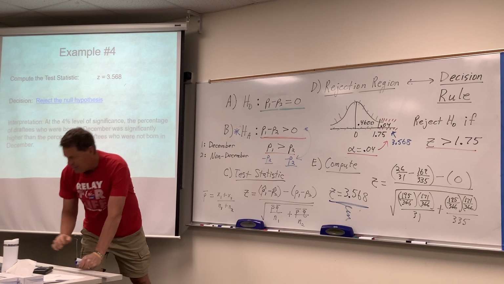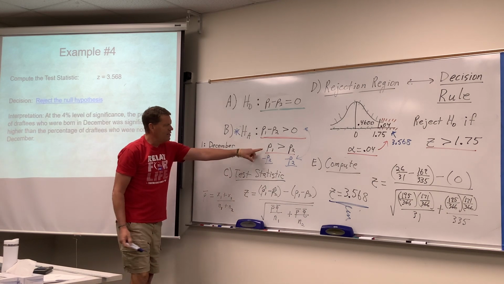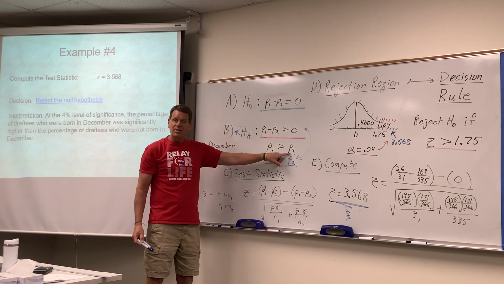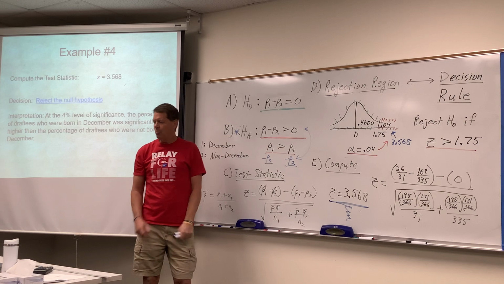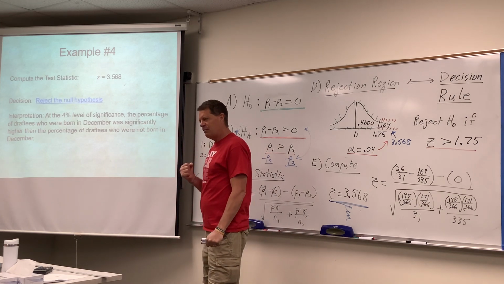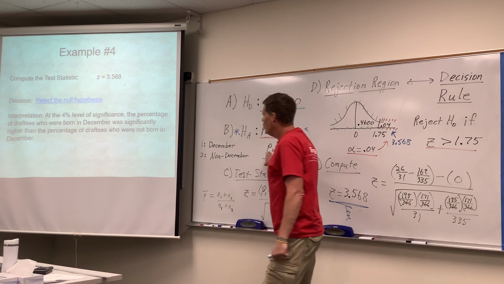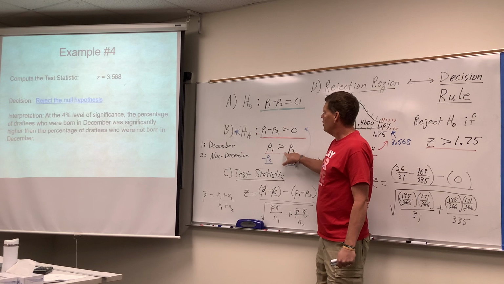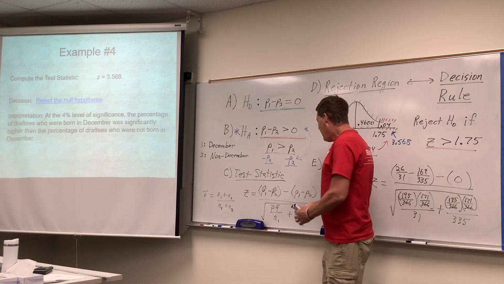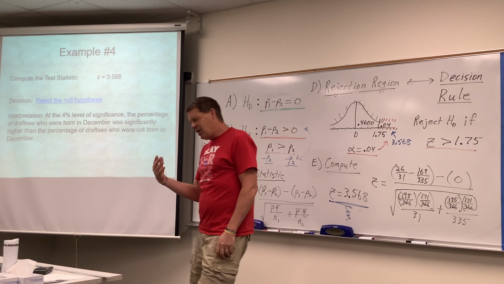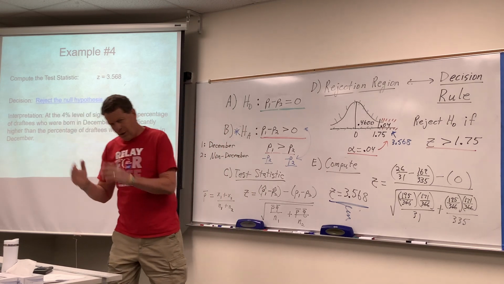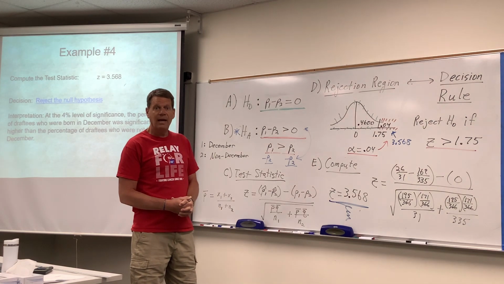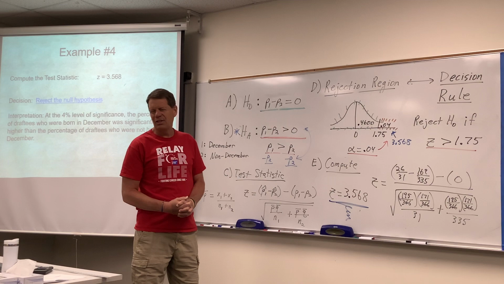Doesn't that essentially mean that if you were born in December, you did have a significantly higher probability of being drafted as opposed to if you were not born in December? So again, at the 4% level of significance, the percentage of draftees born in December was significantly higher than the percentage of draftees not born in December. There are all kinds of conspiracy theories about this. I'll let it go at that. But that would be the way a statistician would investigate that particular discrepancy.